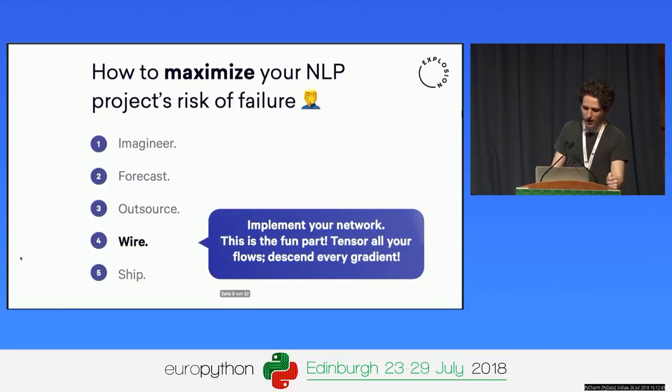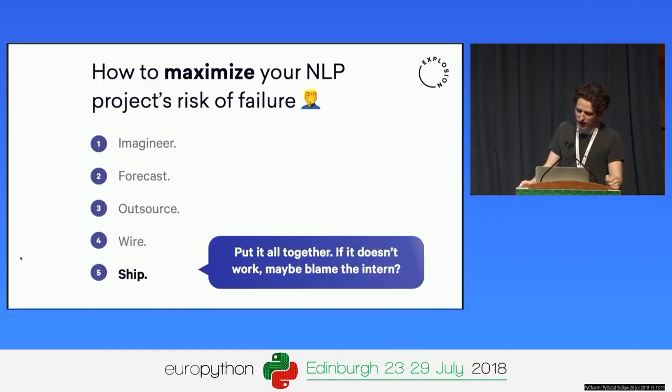having got that, we can now start the real work, the part that everybody talks about when they talk about machine learning projects. And this is this process of wiring, this beautiful iterative sequence of tinkering where we implement a network and tensor all our flows and descend every gradient, optimize everything, tweak our hyperparameters, and come up with something that fits beautifully well on our 10,000 rows. And then, let's hope that it works, and if it doesn't, well, I hope that we have somebody to blame.